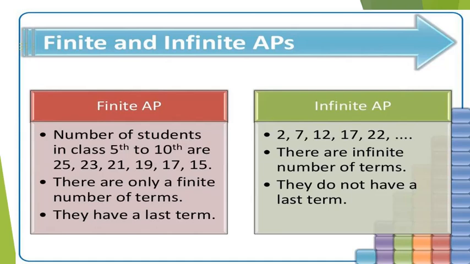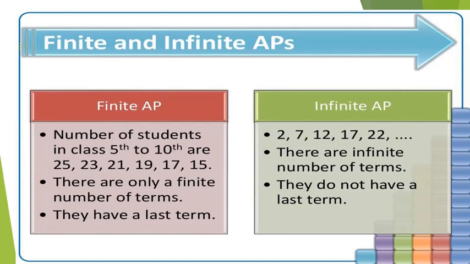So AP is what? AP is basically a list of numbers in which the succeeding number is obtained by adding a fixed number to its previous term, except the first term. Okay, so based on this concept, APs are classified into two categories: finite AP and infinite AP.